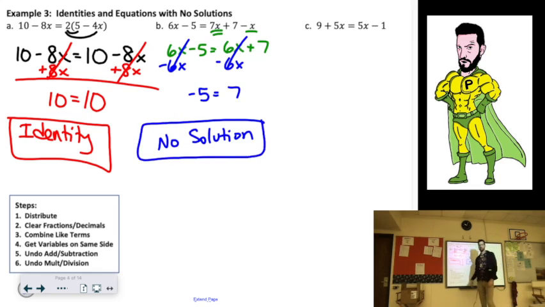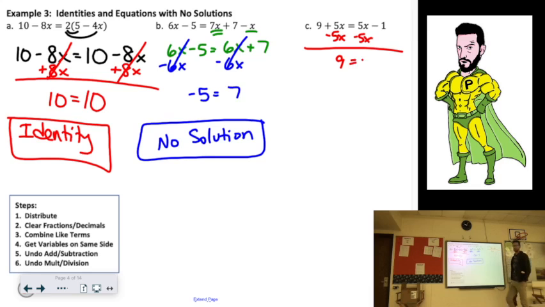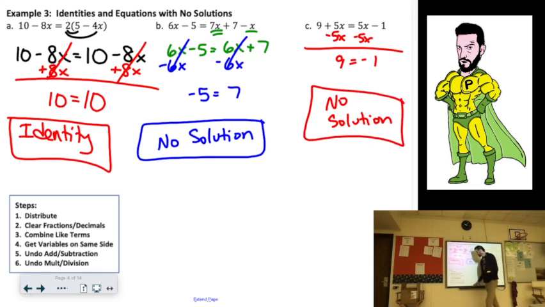Again, these situations are special. It's only when all the variables cancel out. So if we were to keep that going for C here, we can subtract 5x from both sides. And we're left with 9 equals negative 1. Is that true? No, it's not. No solution. Only when all the variables cancel out.